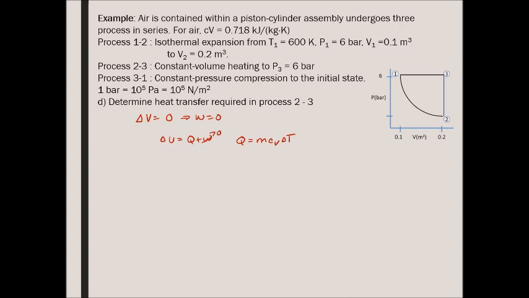Given in the problem, up at the top, is the heat capacity that we're going to use. So Q is equal to the mass we figured out in part B, 0.356 kilograms, times 0.18 kilojoules per kilogram Kelvin. And then our temperature change we just figured out was 300 minus 600 K. So we get a net amount of heat transfer of 76.68 kilojoules.